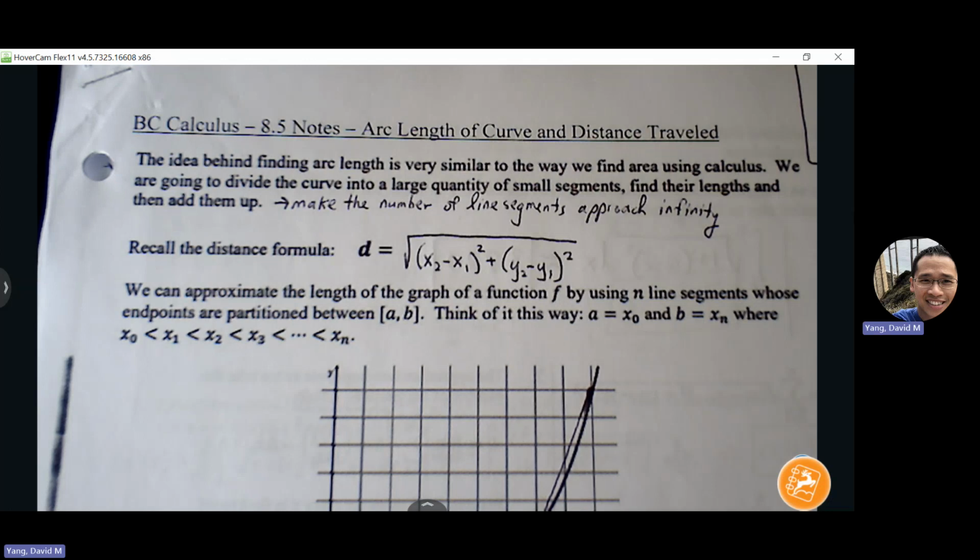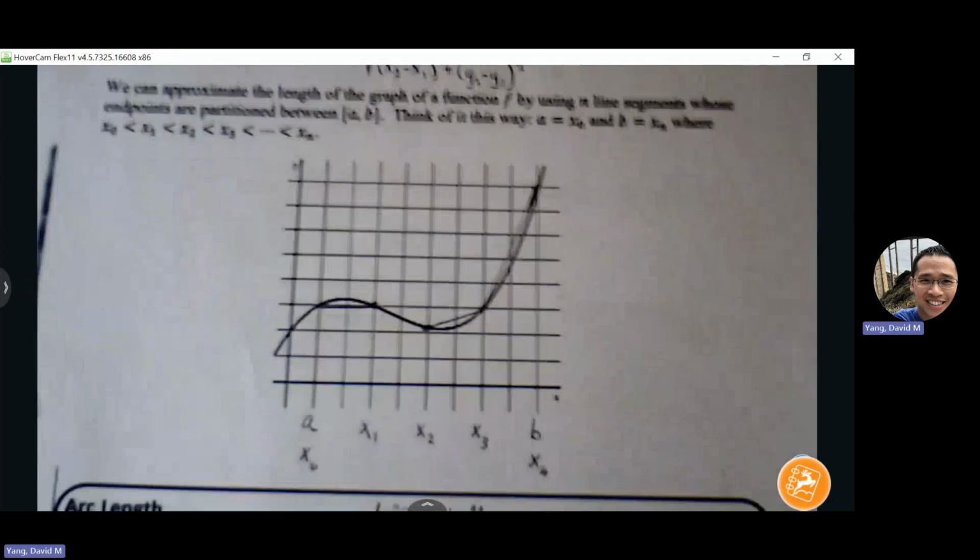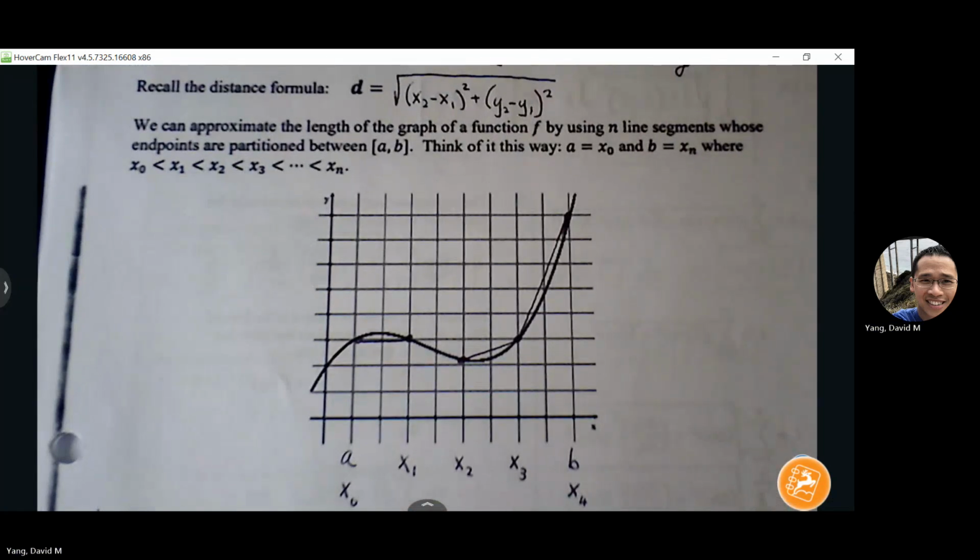So we can approximate the length of a graph function by using n segments whose endpoints are partitioned between a and b. Think of it this way: a equals x of 0, b equals x of n. Okay. So we're starting with, at least right now, it feels like just shorter segments, but it's still just an approximation. But as we make the increments smaller and smaller, those approximations will get better and better, and will fit the curve.